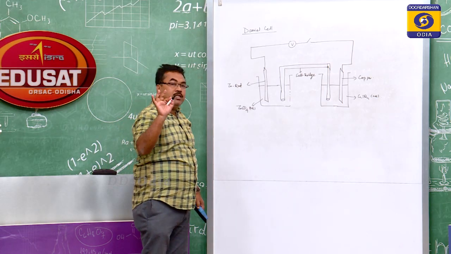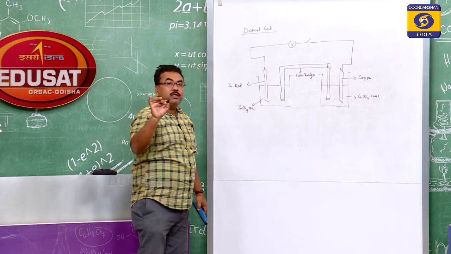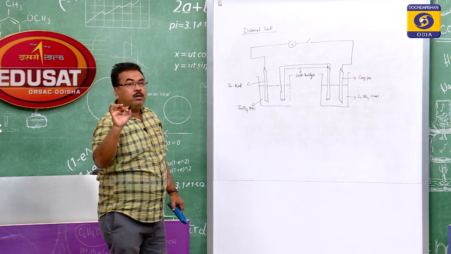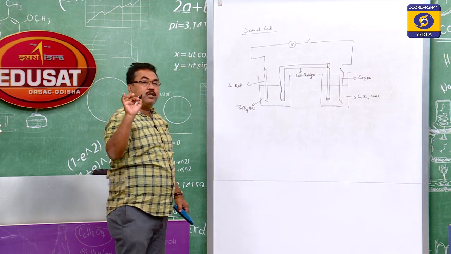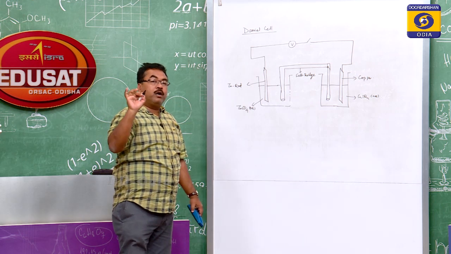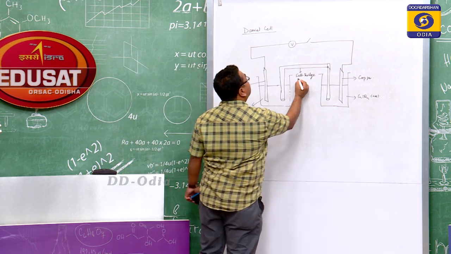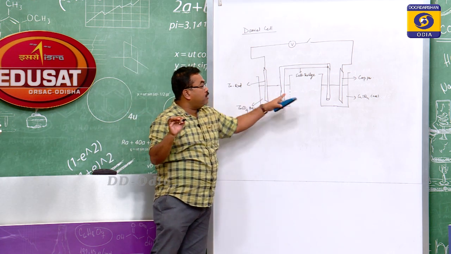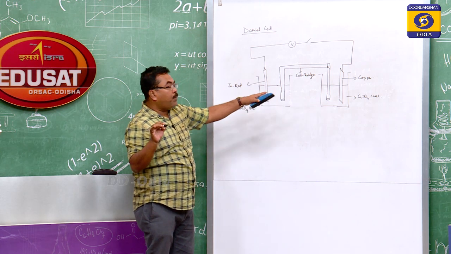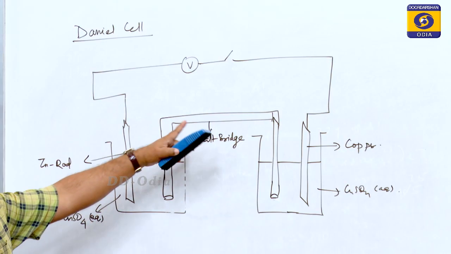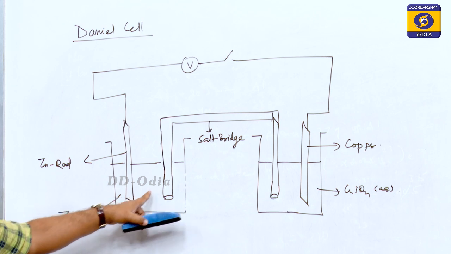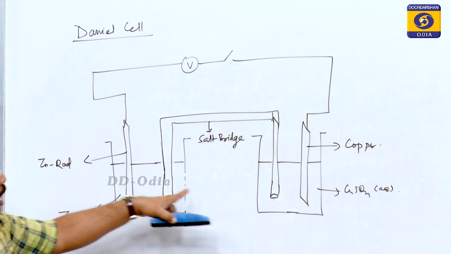I will tell you what a salt bridge is. A salt bridge contains a typical electrolyte like potassium chloride, potassium nitrate or ammonium nitrate, in an agar medium. It has a specific role to play. Basically, it maintains electrical neutrality in the two compartments, and it also completes the circuit. These are the two basic functions that a salt bridge performs. One, it maintains electrical neutrality in this half cell and in this half cell also.